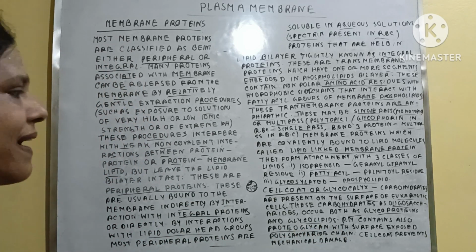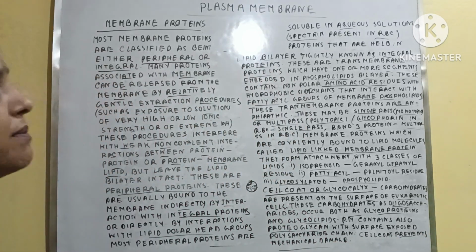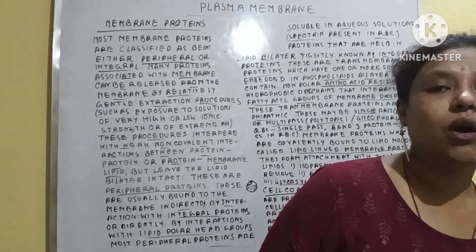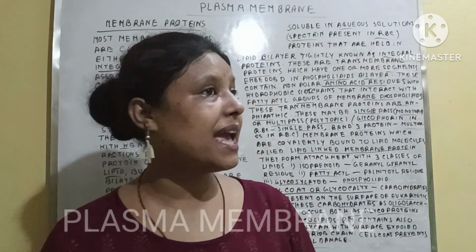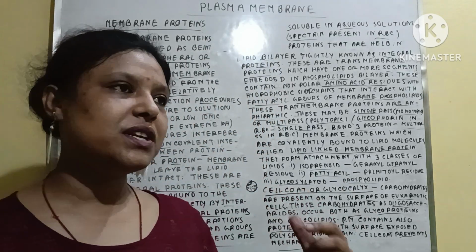And what is the cell coat's function? It prevents chemical damage to the plasma membrane. So this is the very brief structure of the plasma membrane that I have explained here. You can consult any book after seeing this video.